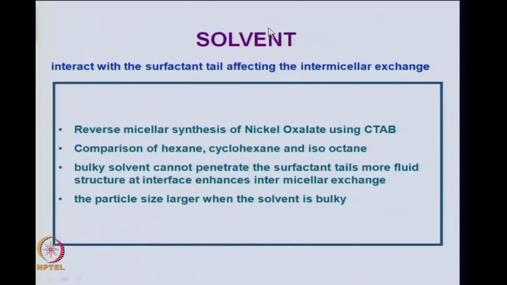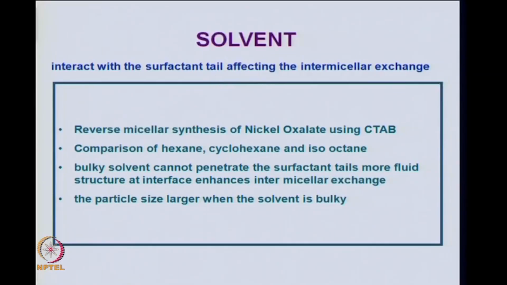Now, let us give you an example of how the solvent affects the shape and size of these nanostructures. Solvent molecules interact with the surfactant tail, because the surfactant tail is hydrophobic and the solvent is a non-aqueous medium in these cases. So, the surfactant tail will interact with the hydrophobic solvent, and that will affect the exchange of the ions between the two micelles during interactions.